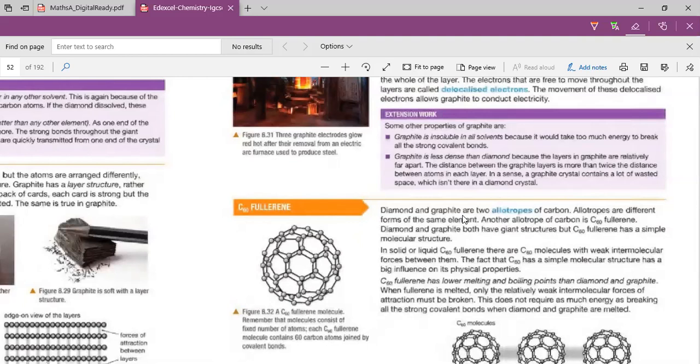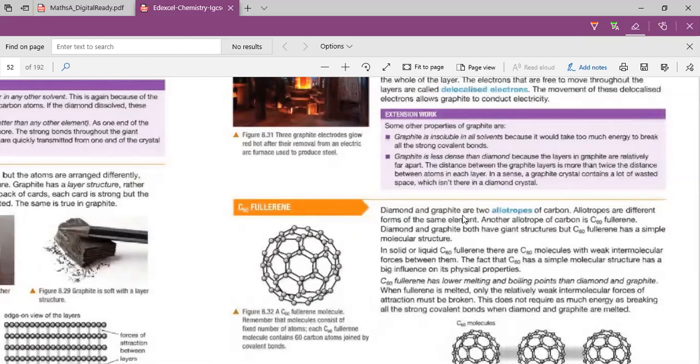Another allotrope of carbon is carbon 60. Fullerene is another allotrope of carbon, having 60 carbon atoms in its structure. And we have diamond and graphite as other allotropes, and another that has 80 carbon atoms.